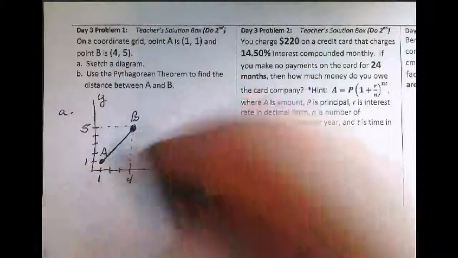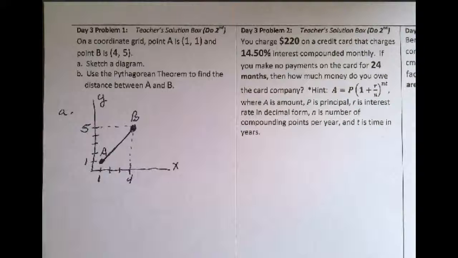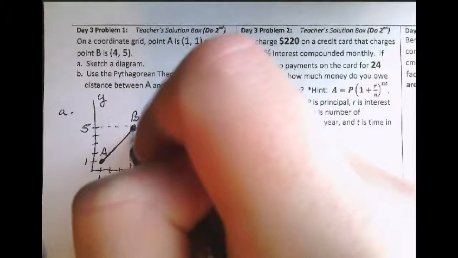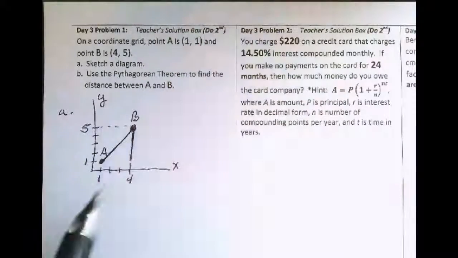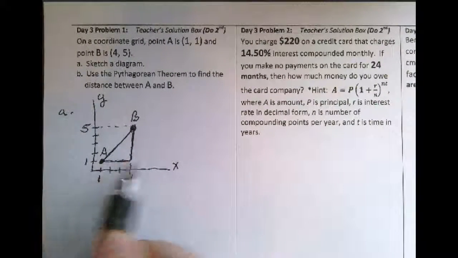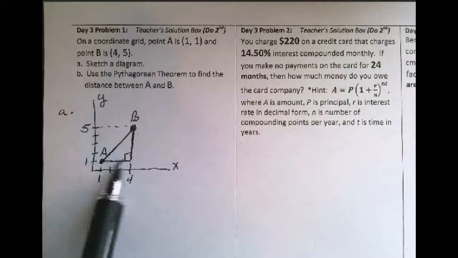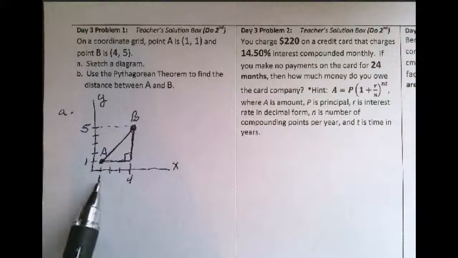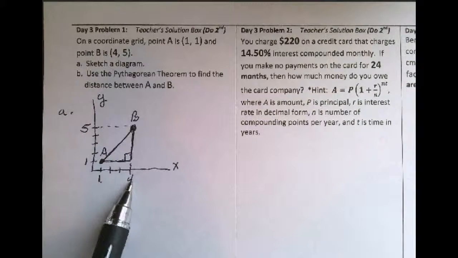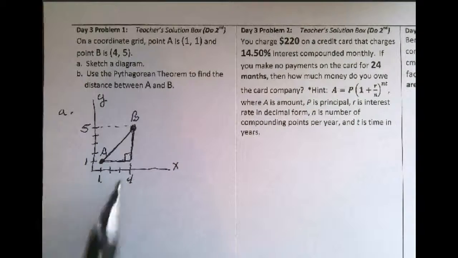This forms a segment. And one way to find the length of a segment on a coordinate grid is to create a right triangle. So draw straight down from here, straight across from here. That creates a 90-degree angle in that corner. Now, how long is the bottom of the triangle? Well, it stretches from 1 to 4. That's 3 units apart.